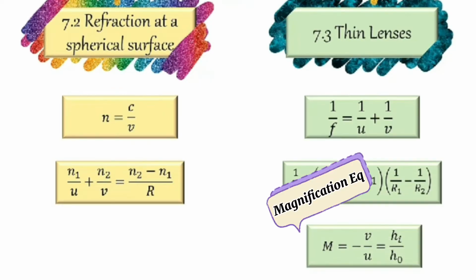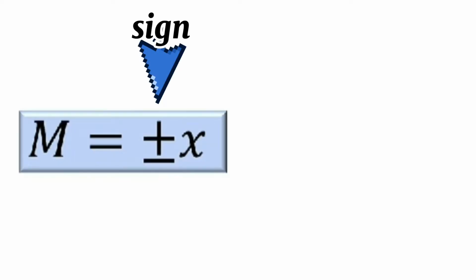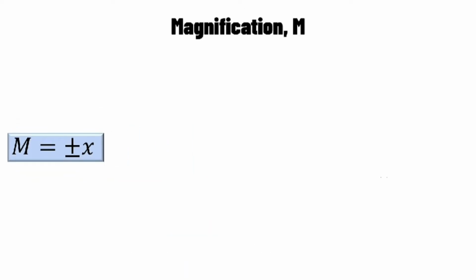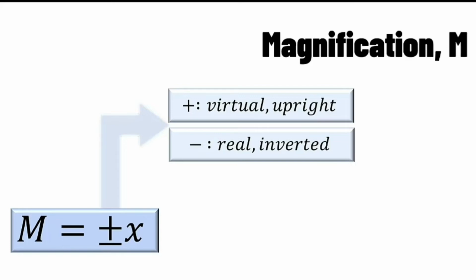And the third equation is the magnification. The amazing thing about magnification, m, is that it can give us all the characteristics of an image just by looking at its sign and magnitude. Let's take a look at the sign. If the sign is positive, the image is virtual and upright. If the sign is negative, the image is real and inverted.